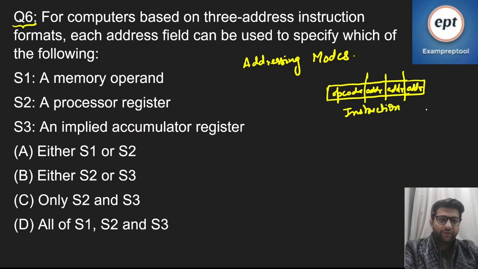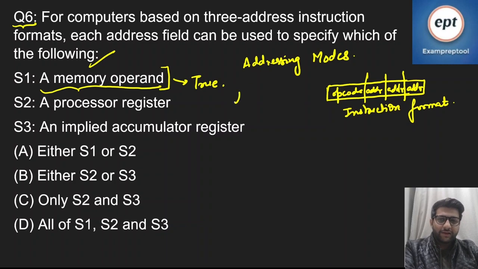So this is our instruction format, right? Now each address field can be used to specify which of the following? So option S1 is saying a memory operand. A memory operand. So this is true.